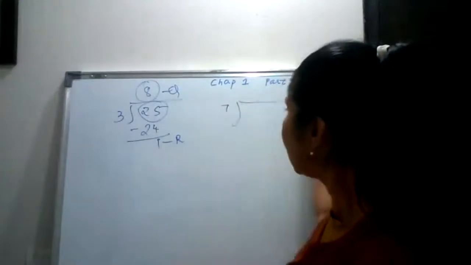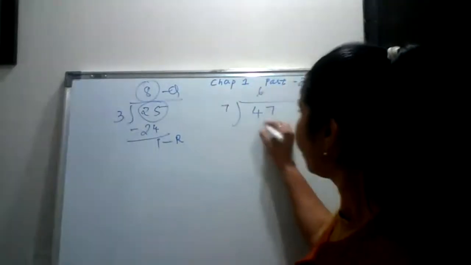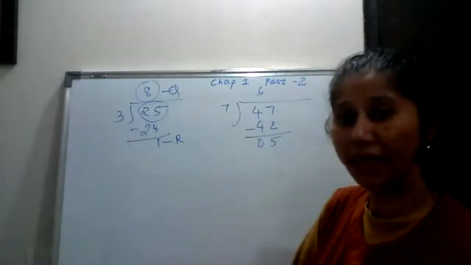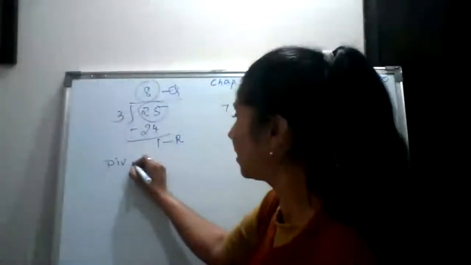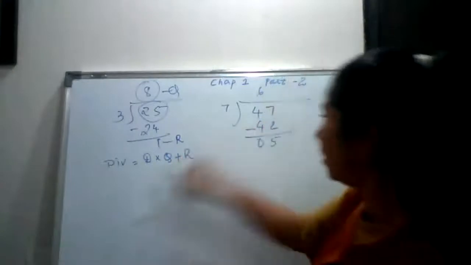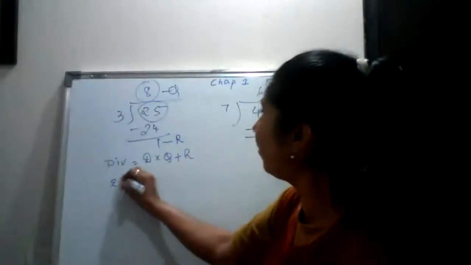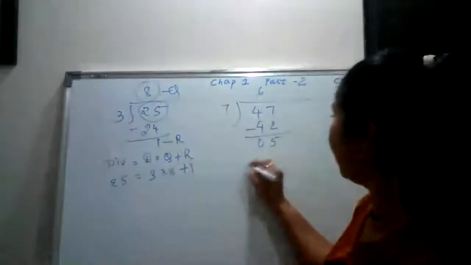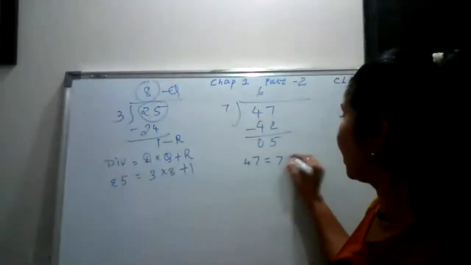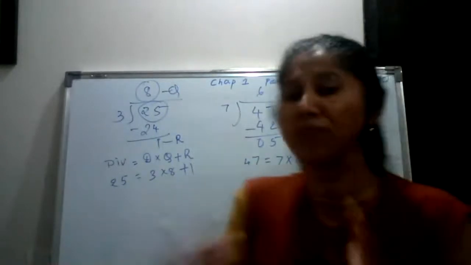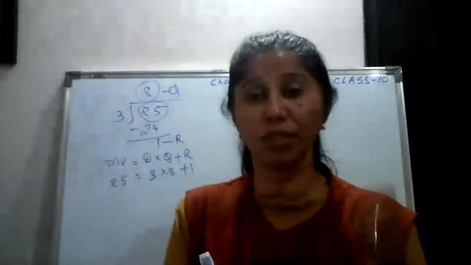Similarly, if I take another example, you get something like this. And you used to write the dividend as divisor into quotient plus remainder. Looking at this, you can write 25 as 3 multiplied by 8 plus 1. Similarly here, 47 could be written as 7 into 6 plus 5. Isn't it? You will say yes, this is a very easy concept which you have learned in the lower classes. So what is new in it?